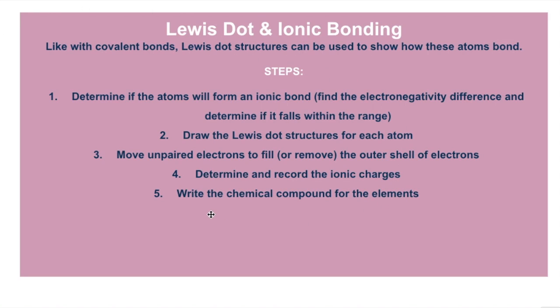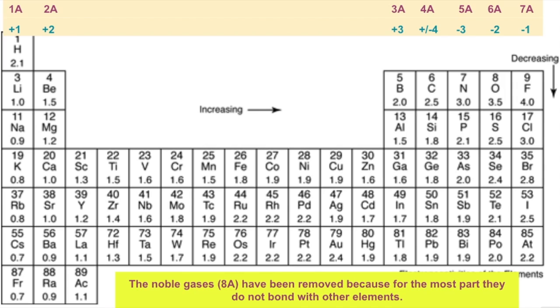Whenever using Lewis dots to help us create ionic bonds and see how they would bond together, here are the different steps. I'm going to go through the steps as I go through the example. I actually have 2 different examples. On page 3 of the activity, I have the electronegativity chart for you to reference, to calculate the electronegativity difference and make sure it's actually going to be an ionic bond.